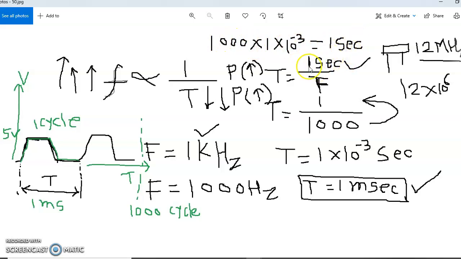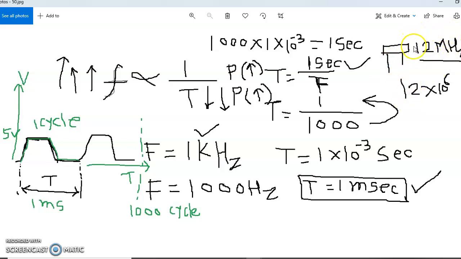So in the numerator, 1 is nothing but 1 second. So T multiplied by F is equal to 1 second. Okay, this is what we are getting.